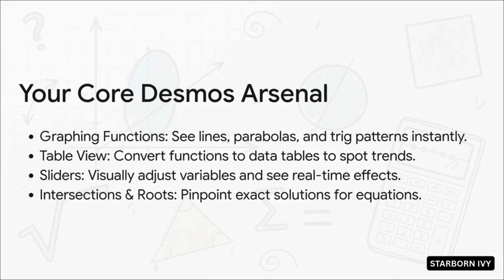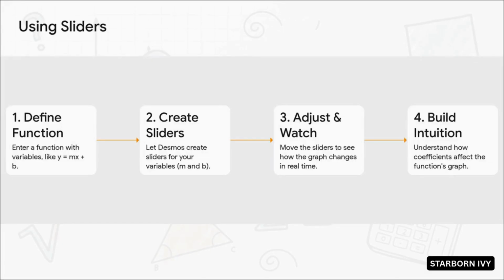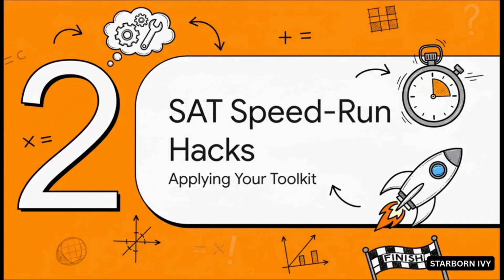Getting these down is absolutely non-negotiable. Sliders are just a perfect example of this in action. Imagine you've got a function like y equals ax squared plus bx plus c. Instead of just plugging in numbers over and over, you can tell Desmos to create sliders for a, b, and c. Then you can physically drag them around and watch how the parabola shifts, or gets wider, or flips upside down in real time. This builds this really deep visual intuition that's worth so much more than just a single answer.